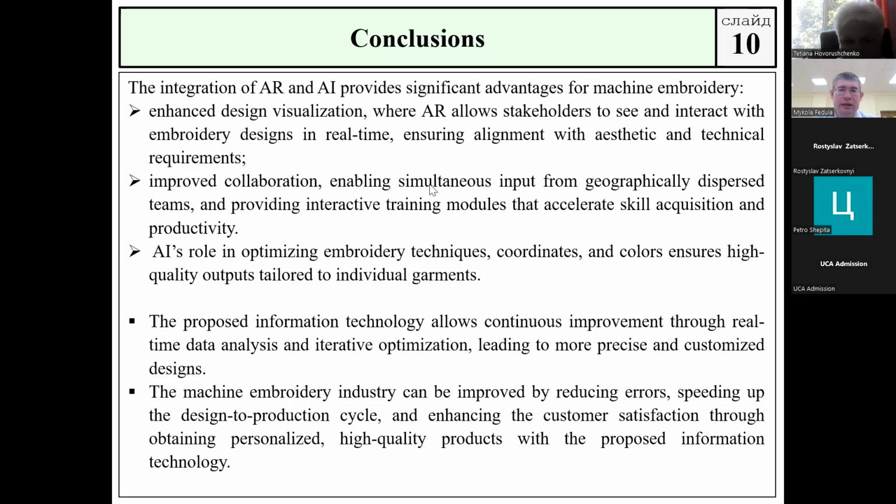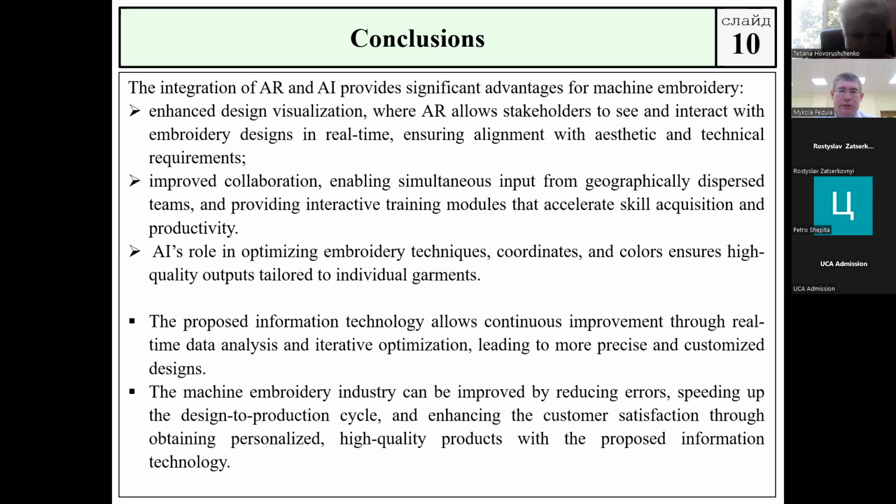Improved collaboration allows simultaneous input of geographically dispersed teams and provides interactive training models that accelerate skill acquisition and productivity. The AI's role is optimizing embroidery techniques, coordinates and colors, ensuring high quality output tailored to individual garments. The proposed technology allows continuous improvement over time and real-time optimization with iterations.